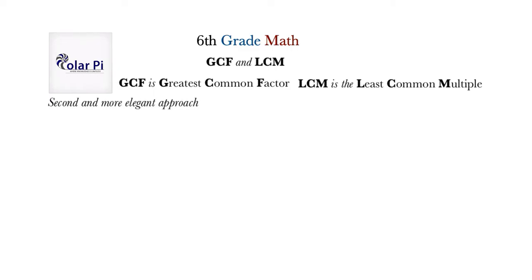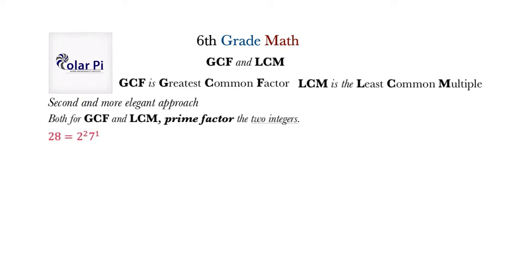So what is this second approach? I'm sure you have heard of factor trees. So using factor trees, prime factor the two numbers that you are given. So I'm going to show you that both for GCF and LCM in this second method, you need to list the prime factors of the two numbers that you're given. Or 3 if it's 3 numbers.